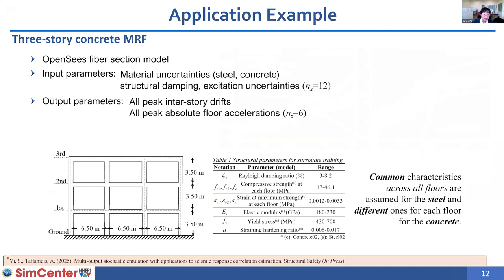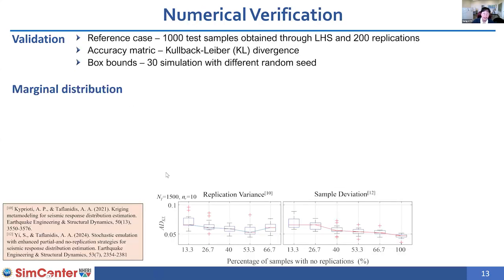And then we needed to validate those developed algorithms using some numerical examples. We had a 3-story structure model with 12 parameters. Some of them are structure and others are excitation parameters. And we were trying to predict the response at each floor.